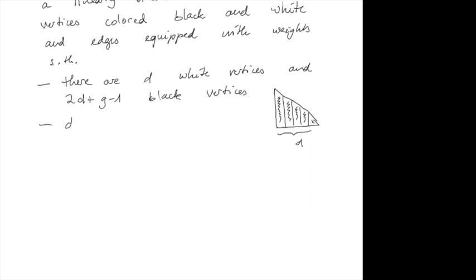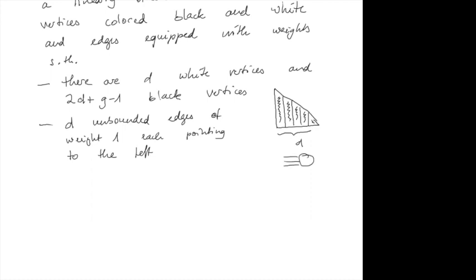Okay. Furthermore, we have d unbounded edges of weight 1, each pointing to the left. Well, where do those come from? They come from the d left ends of our tropical curve, right? They remain, they are elevator ends, and those elevator ends have to remain in the floor diagram.